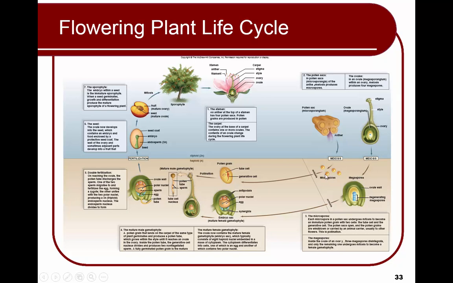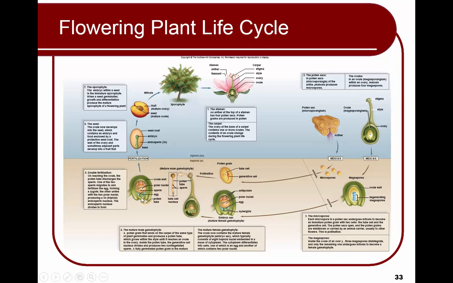And the microspores go through mitosis, and they become the immature pollen grains. And the megaspores go through mitosis, and they produce four of them. Three of them will degenerate, and only one becomes the female gametophyte. And so you've got the pollen grain that lands on the stigma, and you have this pollen tube that grows down, and it eventually will fertilize.